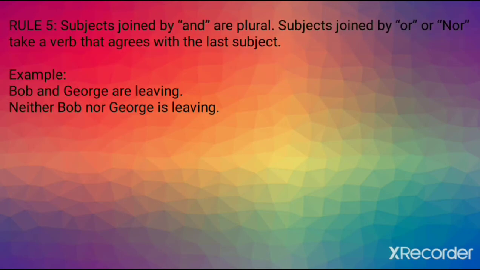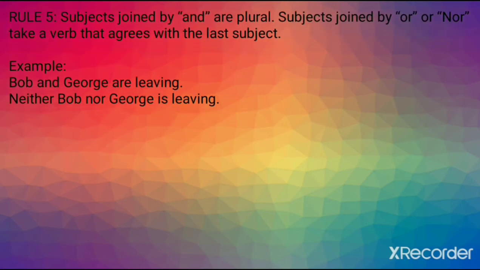Rule number 5. Subjects joined by the conjunction and are plural. Subjects joined by or or nor take a verb that agrees with the last subject. For example, Bob and George are living. Neither Bob nor George is living.